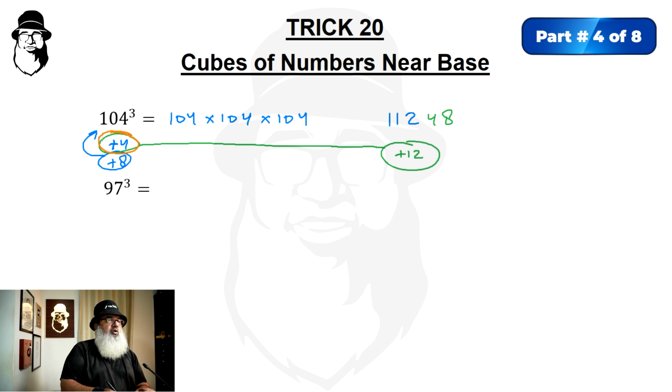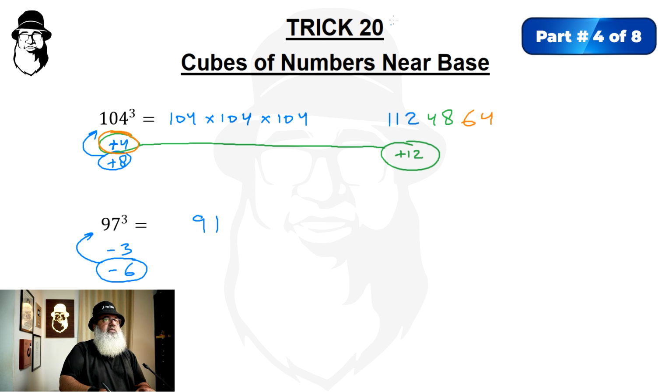We take the cube of that. 4 times 4 times 4. It is 64. And that's our final answer. 1124864. That is the final answer. And now let's do this one. Here we have the deficiency minus 3, right? So we double that, it will become minus 6, and we do this minus 6 here. 97 minus 6 is 91. That's the first part of the answer.